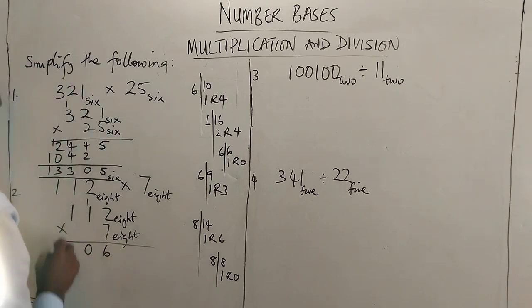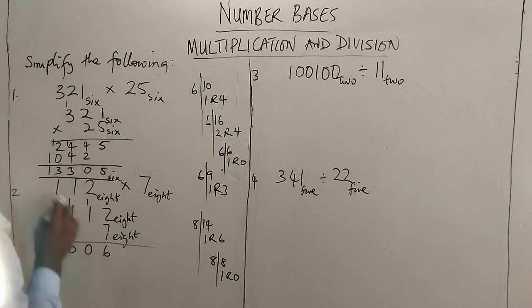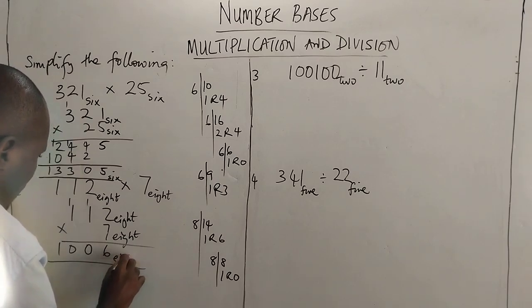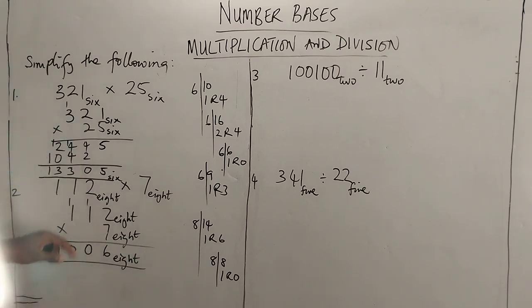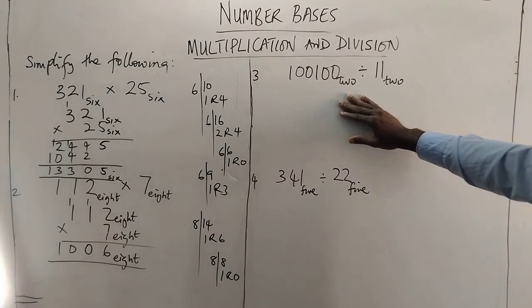You write 0, take the quotient to the next line. 7 times 1 will give you 7 plus 1, 8. Still, 8 is not allowed. You can write it down. We have handled that before. That will give you 0. There's nothing left to bring down 1. So our final answer is 1006 base 8.